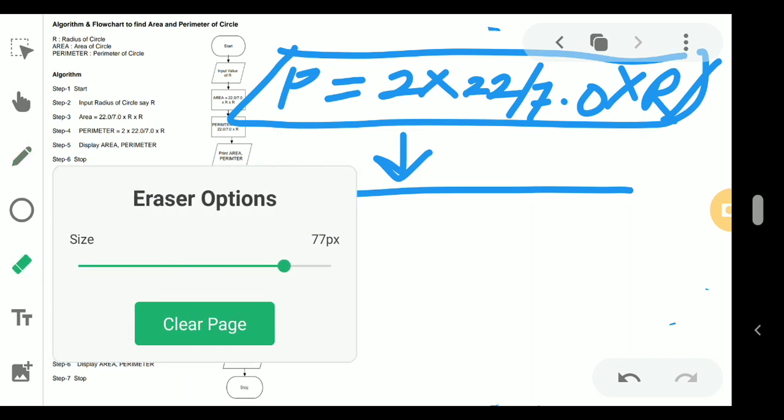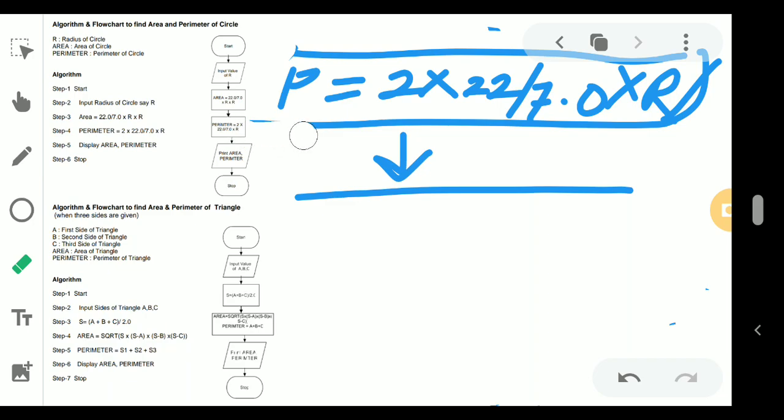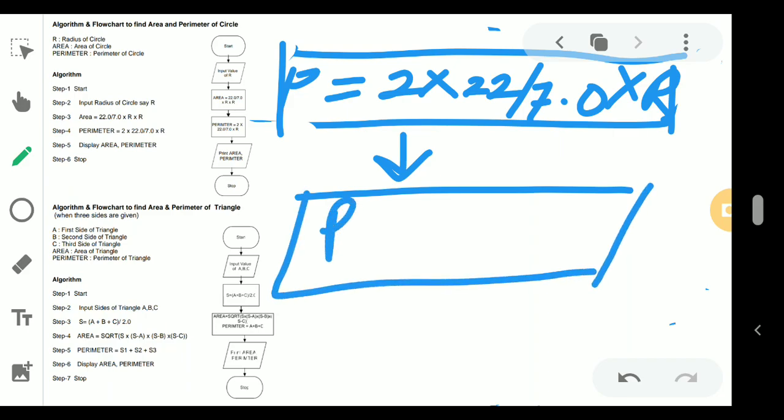I made one thing wrong. I have declared this in a parallelogram, but I have to declare it in a process box. Yes, I have made a mistake. In the case of the area also I used a parallelogram, but this is a mistake. We have to use the process box. Then we have to use the print statement.